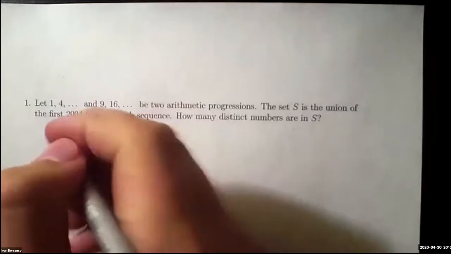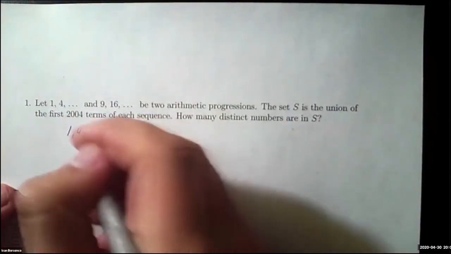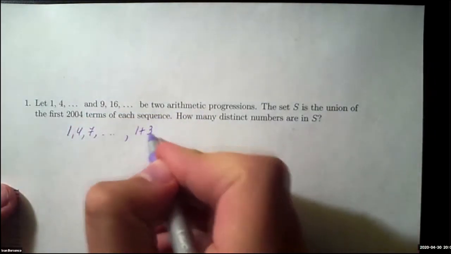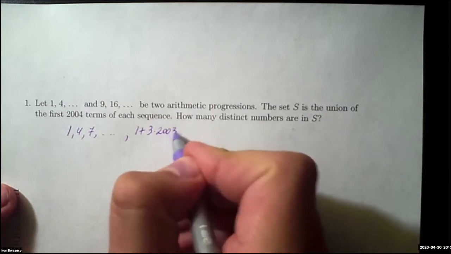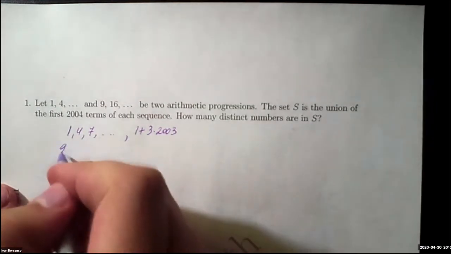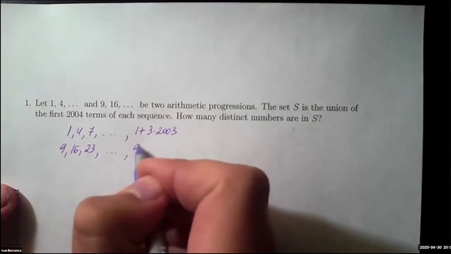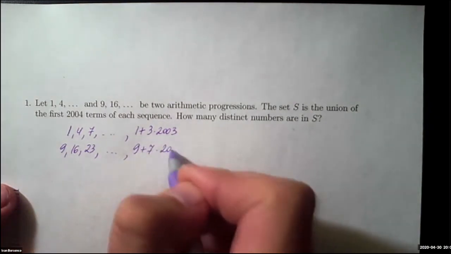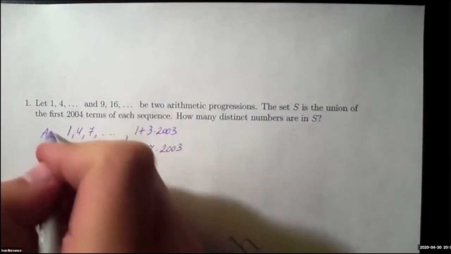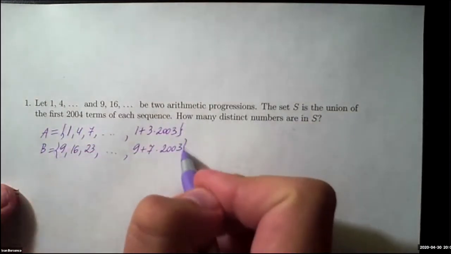So basically we need to figure out how many repeating numbers, right? Okay, but wait, if it's 1, 4, I go up every 3, right? Yeah. So the 2004th term will be equal to 1 plus 3 times 2003. Am I going the right direction? Yeah. And then I have the other sequence, 9, 16, 23. The difference is 7. So 9 plus 7 times 2003. These are 2 sequences I have, or sets A and B. So we want to take out all the repeating numbers, right? Then we'll be done.